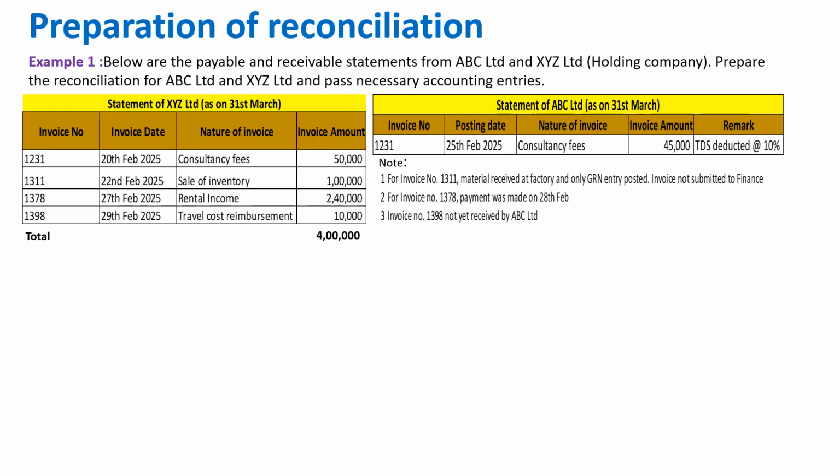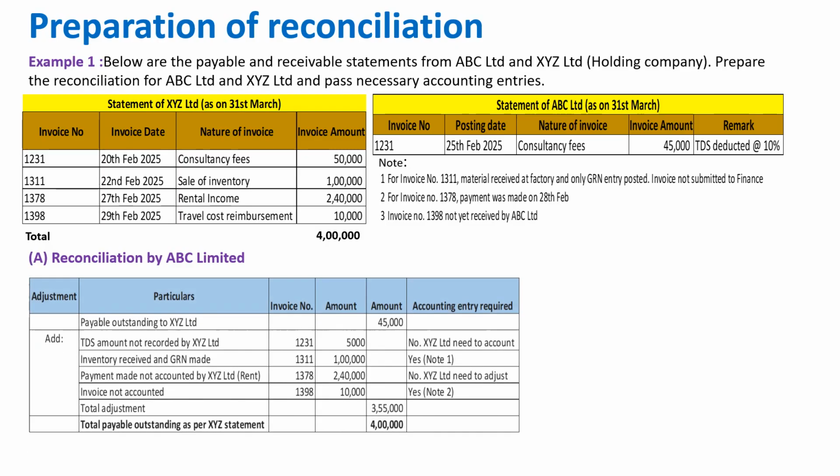accounted. So what you see here, you see four invoices raised by XYZ and shown as receivable from ABC, and on the other side ABC shows payable for only one invoice, and for the remaining three invoices there are some comments. So let's start with the reconciliation. We'll start with the reconciliation by ABC Limited first, then we'll do XYZ.